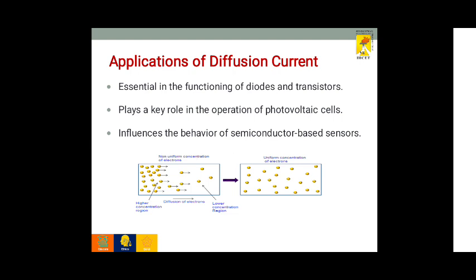This diffusion current has applications in normal PN junction diodes and transistors, and it also plays a vital role in the operation of photovoltaic cells, that is, solar cells. It also influences the behavior of semiconductor based sensors. So in all these places diffusion current plays a vital role.